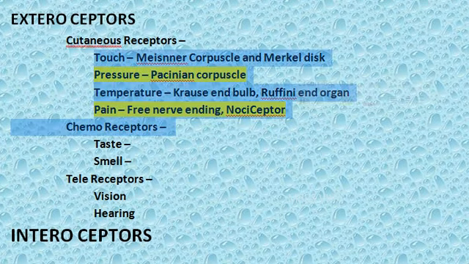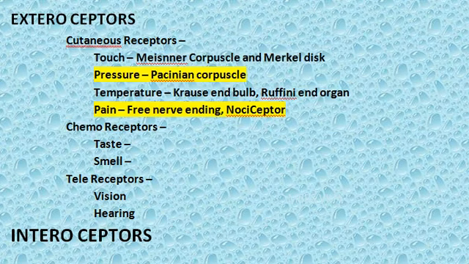Now, is it difficult to remember this? Fine. Now, let us try to break it down. Pressure, Pacinian corpuscle, PP. For now, you remember that. Pressure, Pacinian corpuscle. Pain, nociceptor. It's an important word, you remember that. Pain, nociceptor. They are called nociceptors. Free nerve ending is one example. Fine.